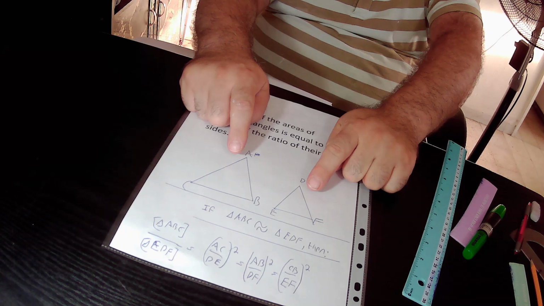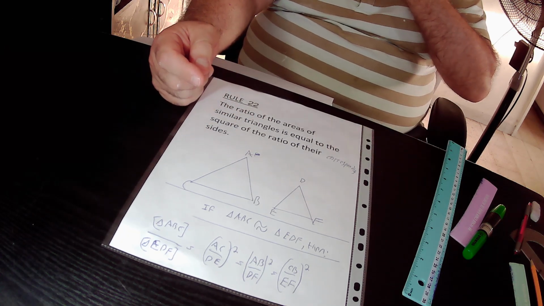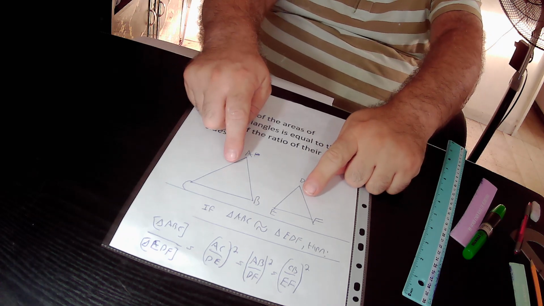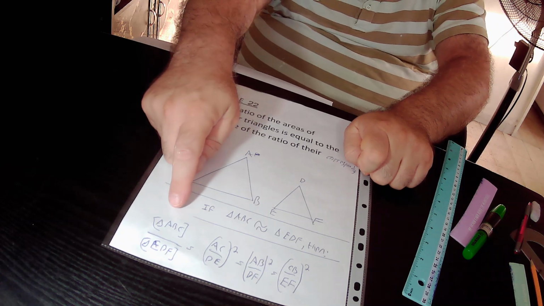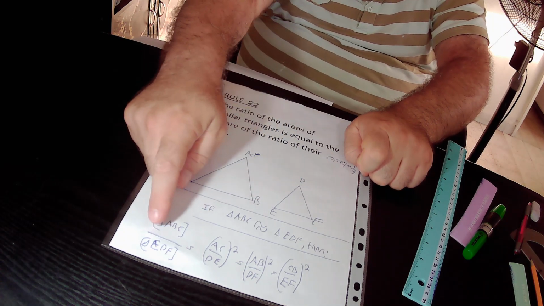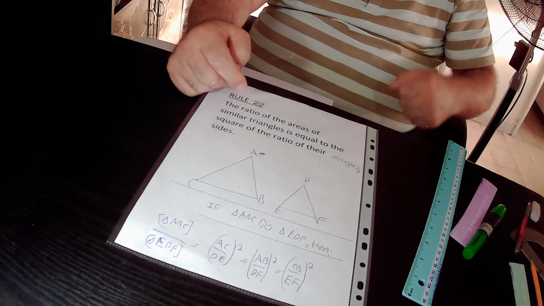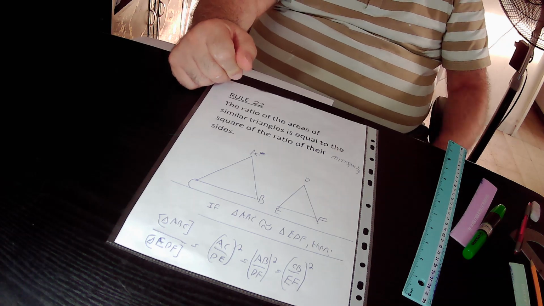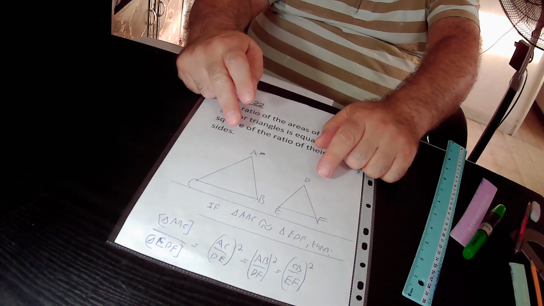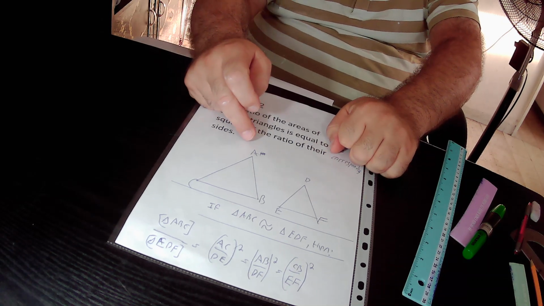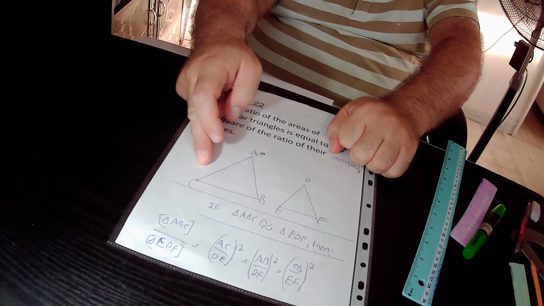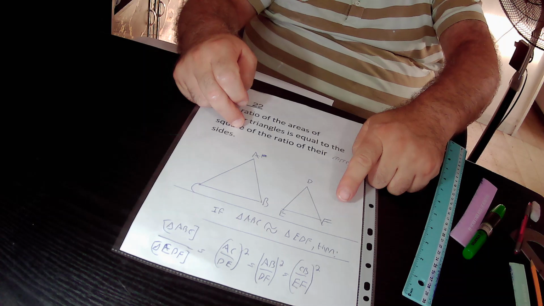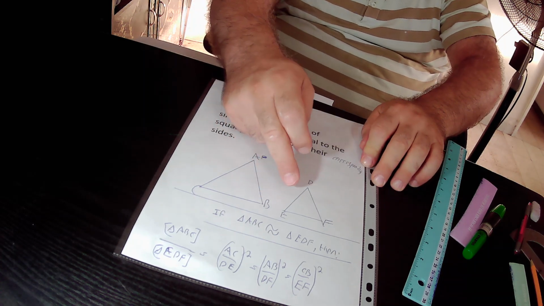Those two triangles are similar to each other, and according to this rule 22, the ratio between the areas of those two triangles, that is to say the area of triangle ABC over the area of triangle DEF, is equal to the square of the ratio of their corresponding sides. So in these two triangles, side AC is the corresponding side of side DE. Likewise, side AB is the corresponding side of side DF. And finally, side CB is the corresponding side of side EF.